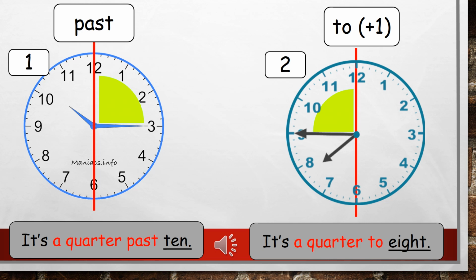Now, let's look at number 2. What time is it? Yes, it's a quarter to 8. It's because the long hand is pointing at 9, which means there are 15 minutes more to 8 o'clock. And the short hand is pointing at 7, and you have to plus 1. So 7 plus 1 equals 8. So it becomes a quarter to 8, or 7:45.